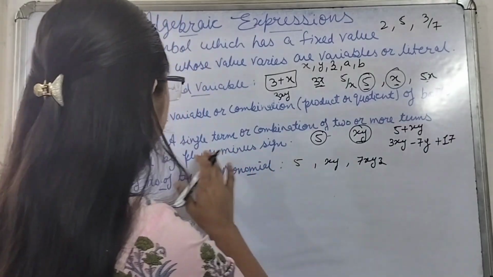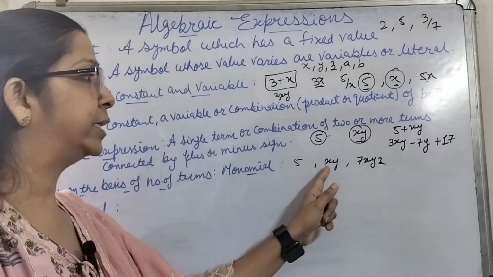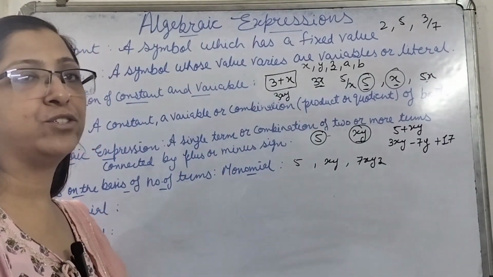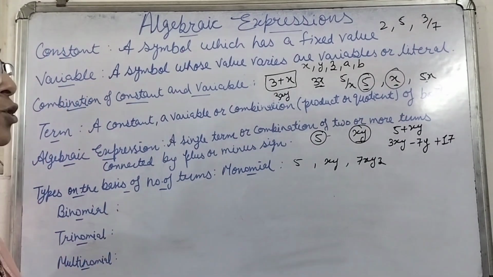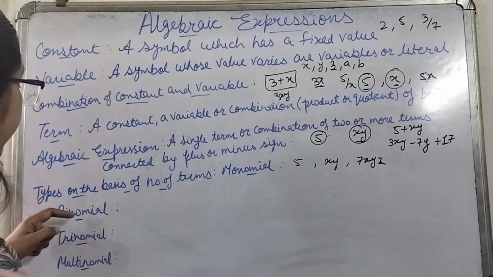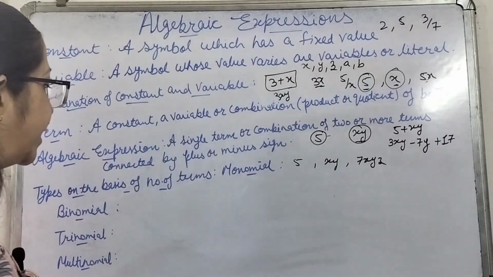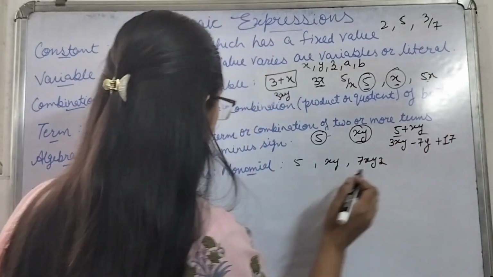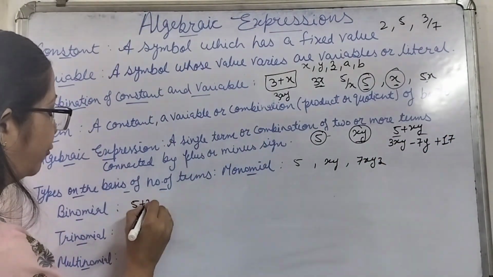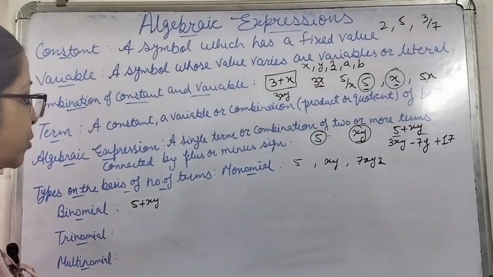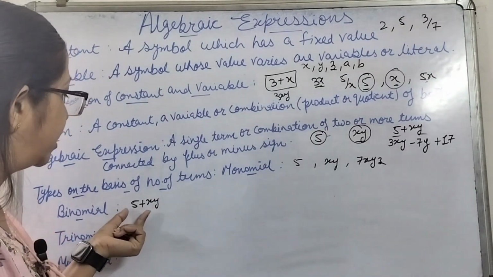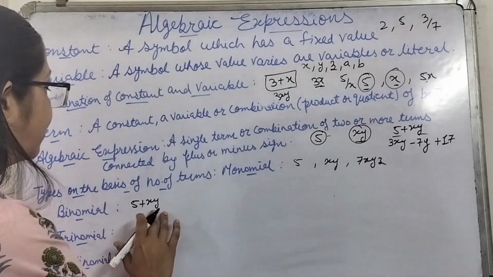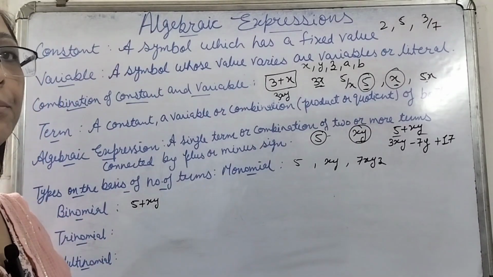So if in the algebraic expression there is only one term, then such algebraic expressions are known as monomials. If the number of terms is 2 in the algebraic expression, then it is a binomial. Like this 5 plus xy. We can take this as an example, 5 plus xy. In this algebraic expression, there are two terms. One is 5, another is xy. These two are the terms. So this type of algebraic expressions are known as binomials.